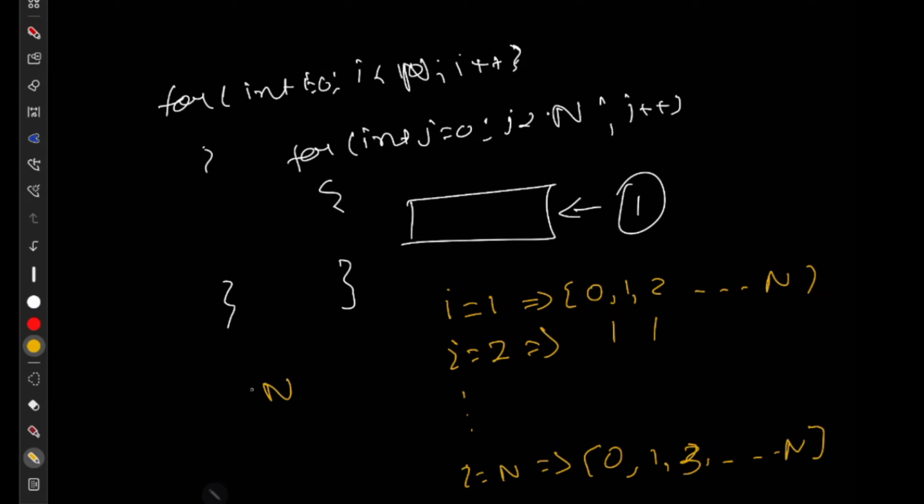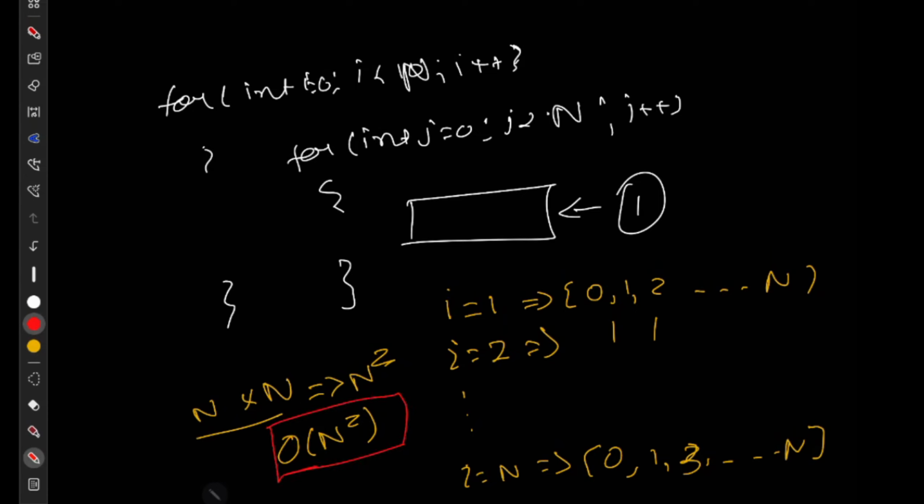How many times? N times. Whenever the outer loop is executed, the inner loop is also executed. The outer loop is executed n times, in how many iterations? N iterations. So the ultimate time complexity is n square, and we can represent it like this. Big O of n square is the time complexity for this code.